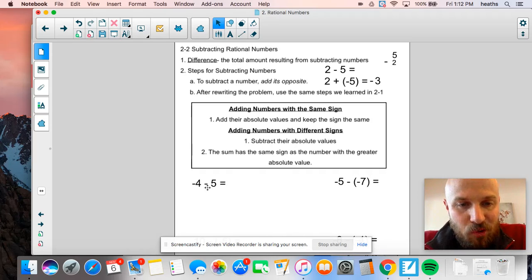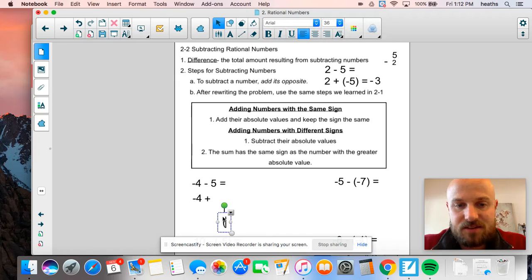Okay, we have -4 minus 5. So let's go up here, right to where my mouse is. These are our two steps for subtracting numbers. To subtract a number, add its opposite. So -4 minus 5, going to take -4, and instead of subtracting, we're going to add its opposite. And so we're adding, and the opposite of 5 is going to be -5.